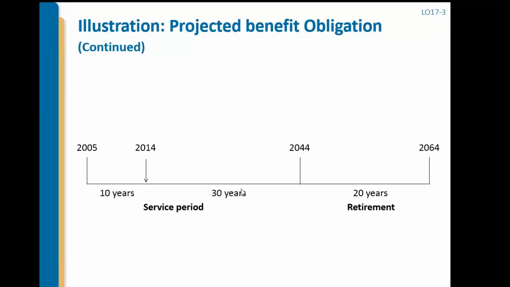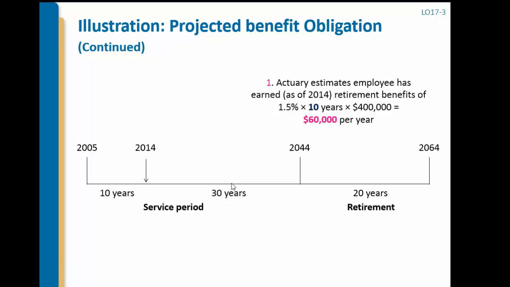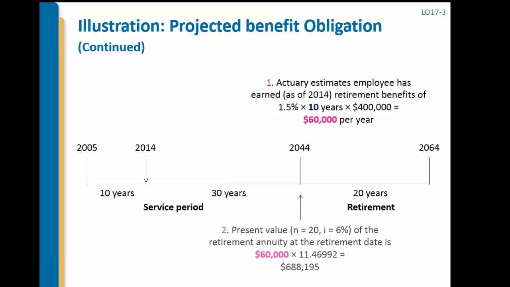Okay, so this is kind of what I was talking about a few minutes ago, and so what we have here is a scenario where the employee starts working in 2005. The anticipated retirement date is 2044, and we're expecting him to live for 20 years. He could live for 50 years, but we're expecting him, or her, to live for 20 years post-retirement.